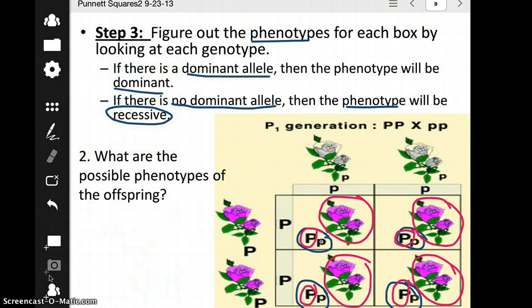So in this case, you can see that there's a dominant in every single genotype. Look. So for example, there's a big P here, there's a big P here, big P dominant here, dominant here. So no matter what, they're all going to be the dominant color, which is purple. So the possible phenotypes are going to be purple only. There's no way that there can be a white flower. It's going to be purple no matter what. Okay? All right, let's keep going.